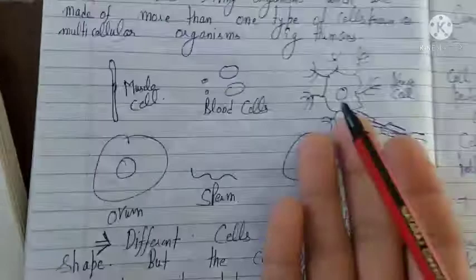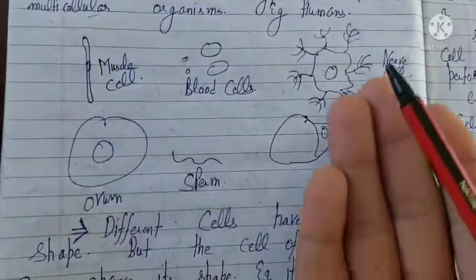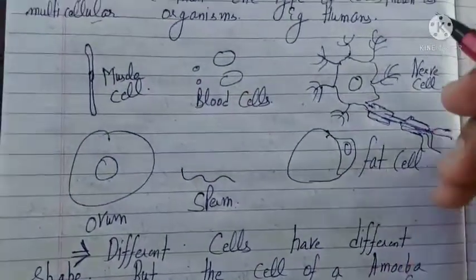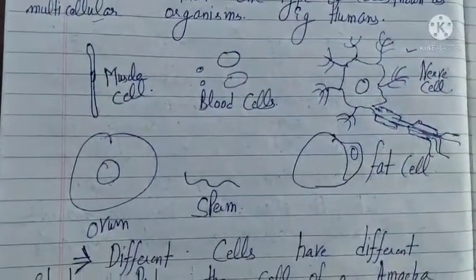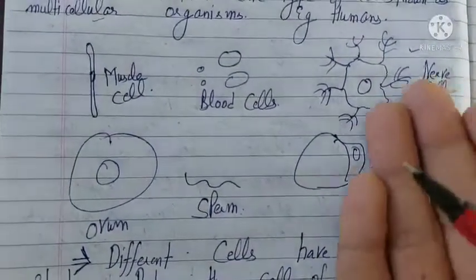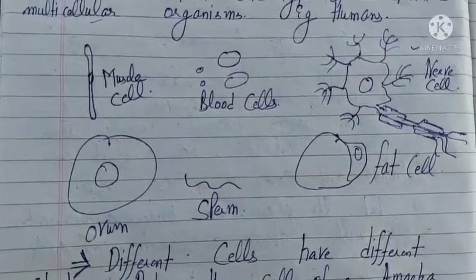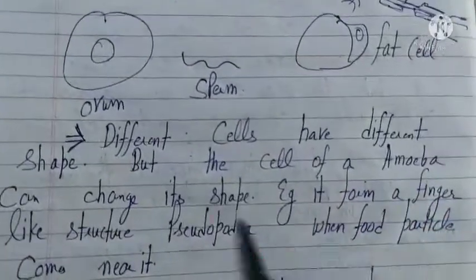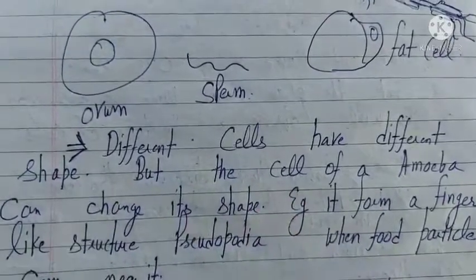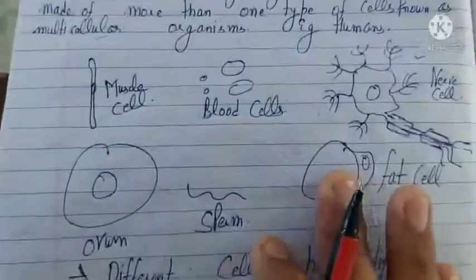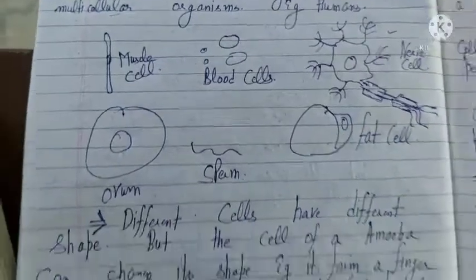We are seeing the different cells, they are having different shapes. Nerve cell is the longest cell in the human body, and these cells perform different functions also. So we know the different cells have different shapes. This is very much clear to you.